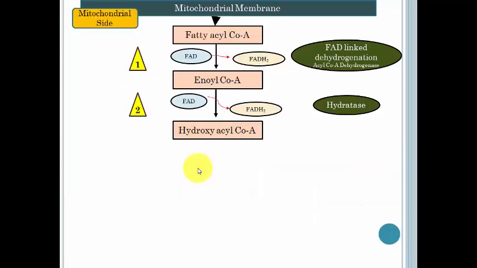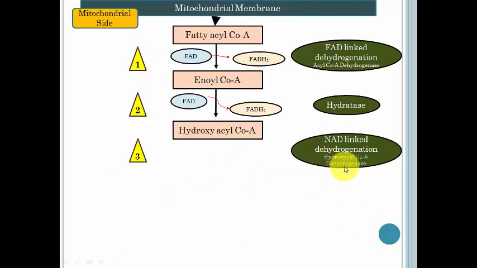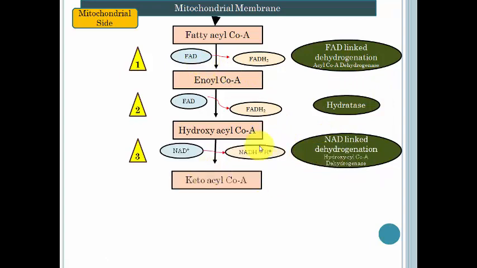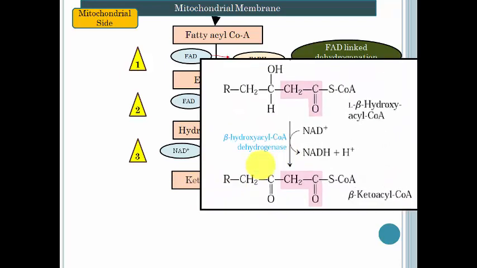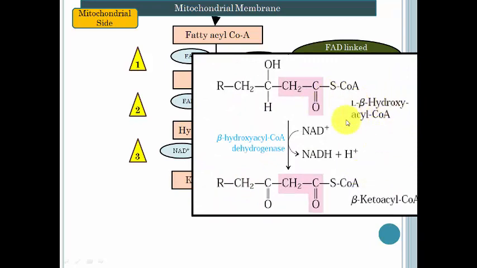Next step, that is NAD-linked dehydrogenation. It is the same as FAD-linked dehydrogenation, except it utilizes NAD as a cofactor, and NADH is produced, and the product which is formed is ketoacyl-CoA. So for palmitic acid, hydroxyacyl-CoA will be converted to ketoacyl-CoA with the help of hydroxyacyl dehydrogenase. So here again there is a removal of these two hydrogens, which has formed the keto compound.